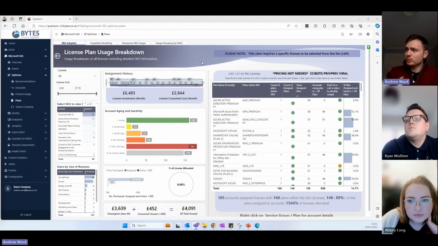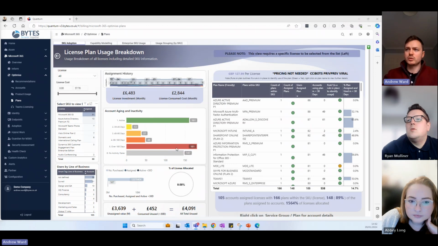So what we can see here in a very quick summary are key things to point out. Firstly, we can focus in on our account aging and inactivity. This is aligned to what I touched upon earlier around looking at users where, for example, over 180 days, there's a significant chance they might have left the organization, but they still have a license assigned. So let's drill down into those individual users and see where we can pull licenses from and put those over to potentially new starters or people that are changing a license plan.